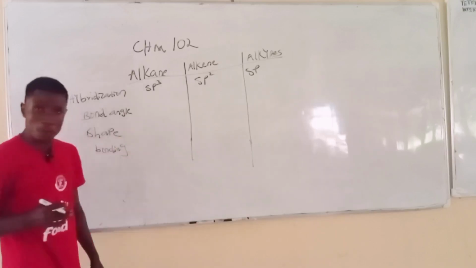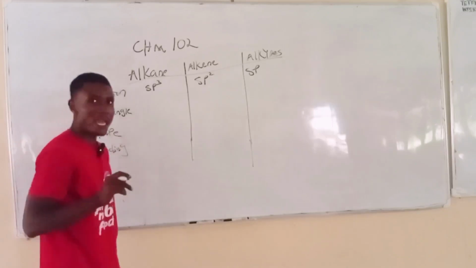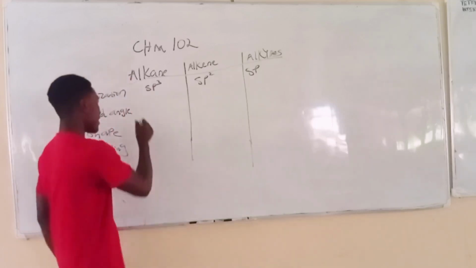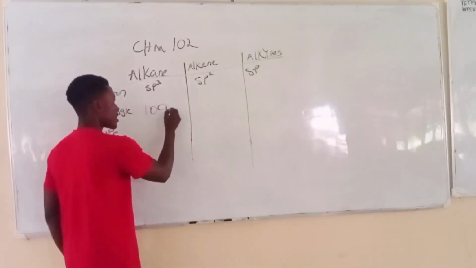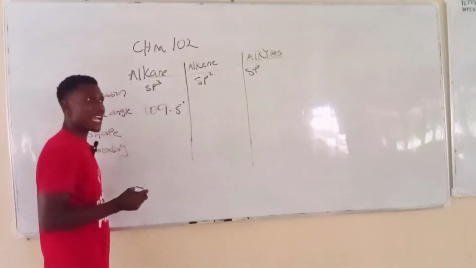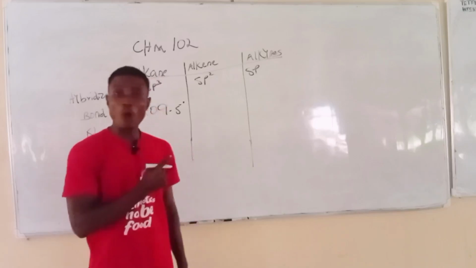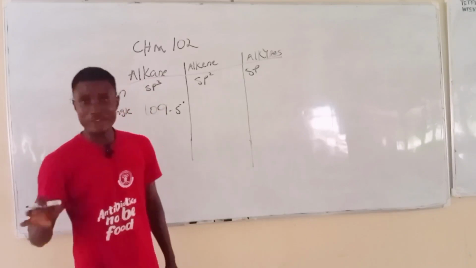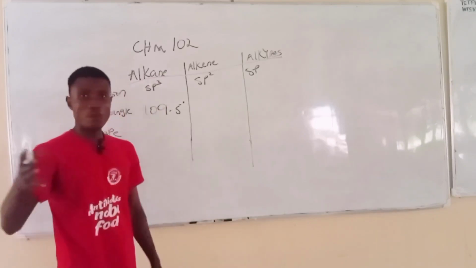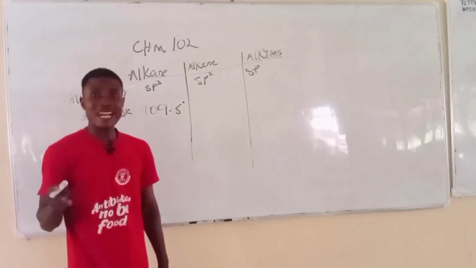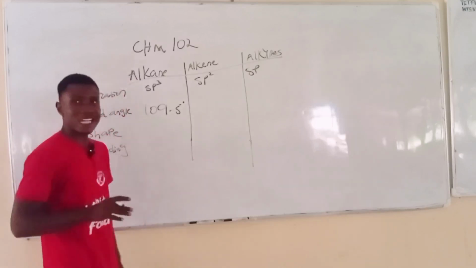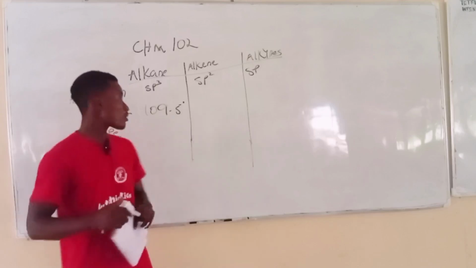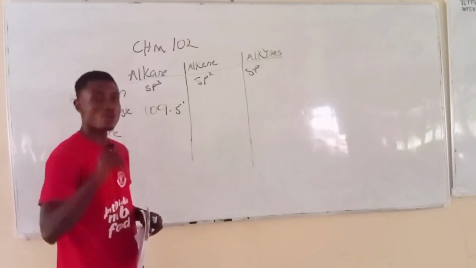Then the bond angle. The alkanes have a bond angle of 109.5. It is very, very important you take note of this. A lot of people have confusion here when you see options like A, 108.5, B, 109.6, and C, 109.5. It is very important that you understand that it is not 108.5, neither is it 109.6, rather it is 109.5.